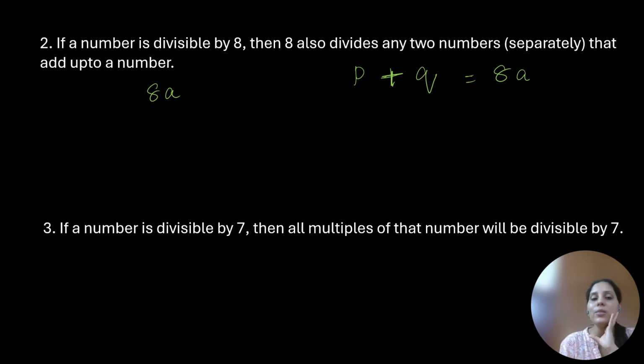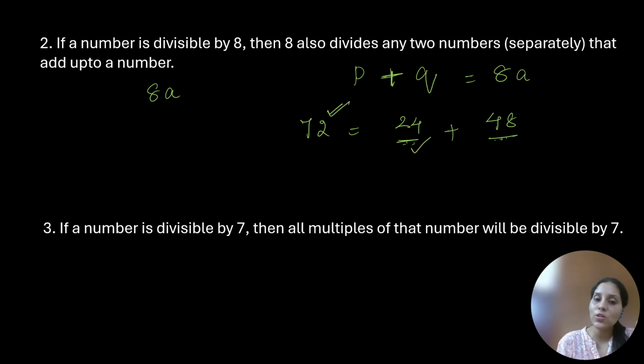A number is divisible by 8. Let us take the number to be 72. It's divisible by 8. So what is it saying? Then it divides into two numbers. When I add these two numbers, I end up having 72. But what is it saying? That these two numbers are exactly divisible by 8. So I can take 24 plus 48. 24 plus 48 is 72. This is also a multiple of 8. This is also a multiple of 8.